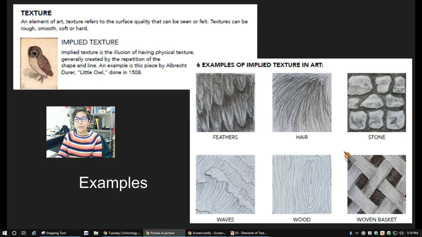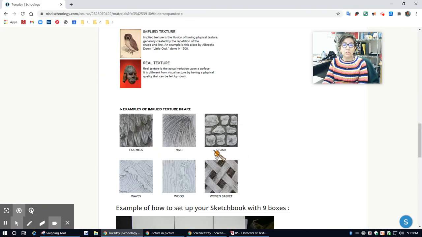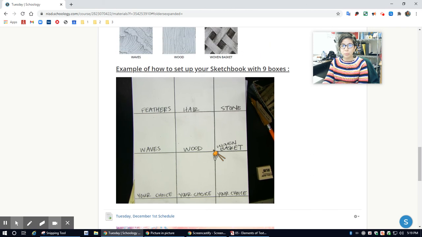Right here on the right side of the page, you see that there are 6 different textures. For this assignment, you're going to be asked to do 6 of these, as well as 3 additional, your choice. Your choice can be anything you want it to be. If you scroll down towards the bottom inside of Schoology, you will see that it says example of how to set up your sketchbook with 9 boxes.